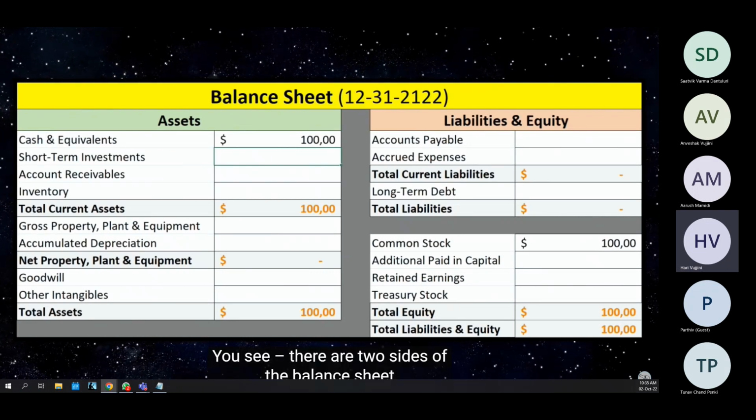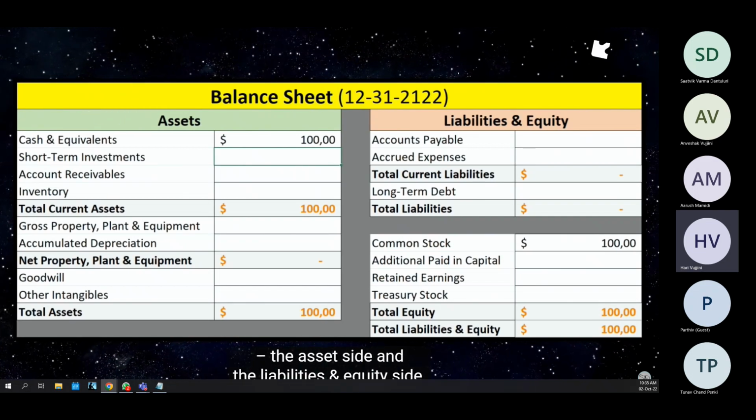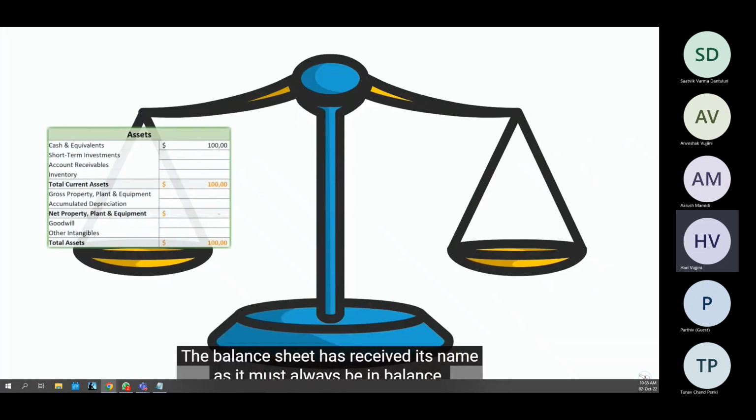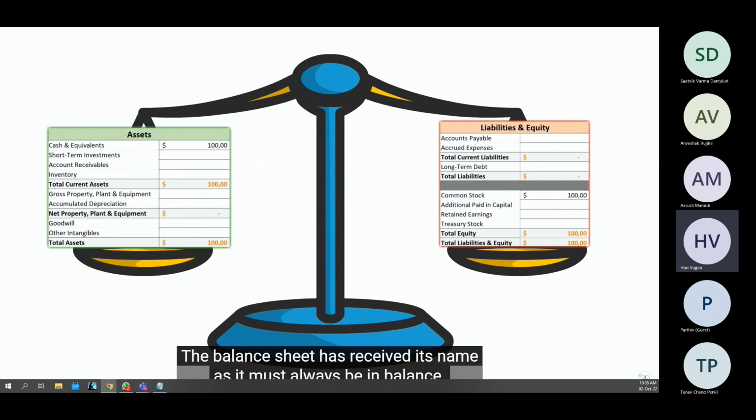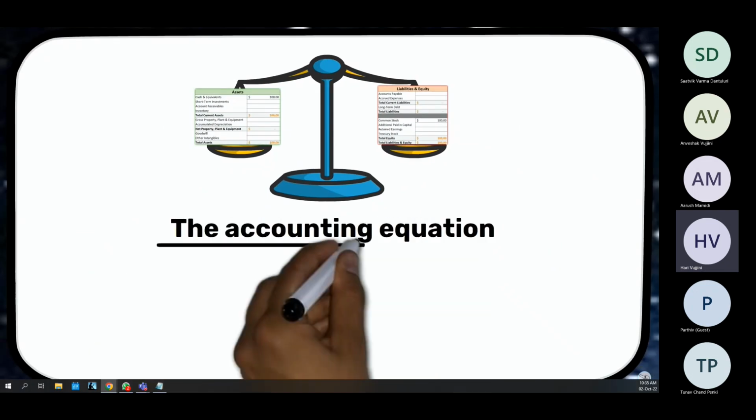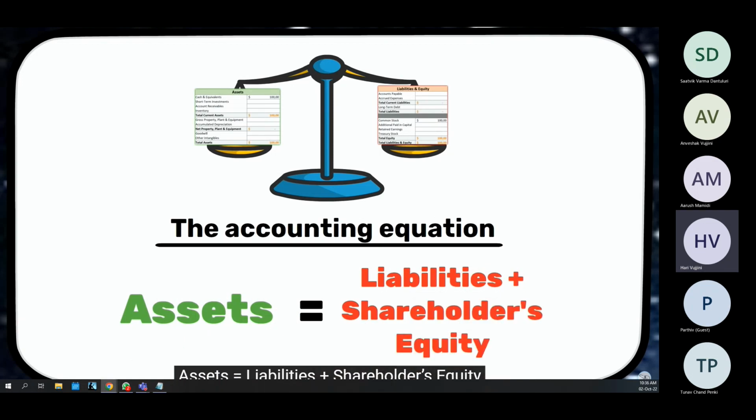You see, there are two sides of the balance sheet, the asset side and the liabilities and equity side. The balance sheet has received its name as it must always be in balance. This might be the most fundamental idea from the language of business, and so it is referred to as the accounting equation. Assets equals liabilities plus shareholders' equity.